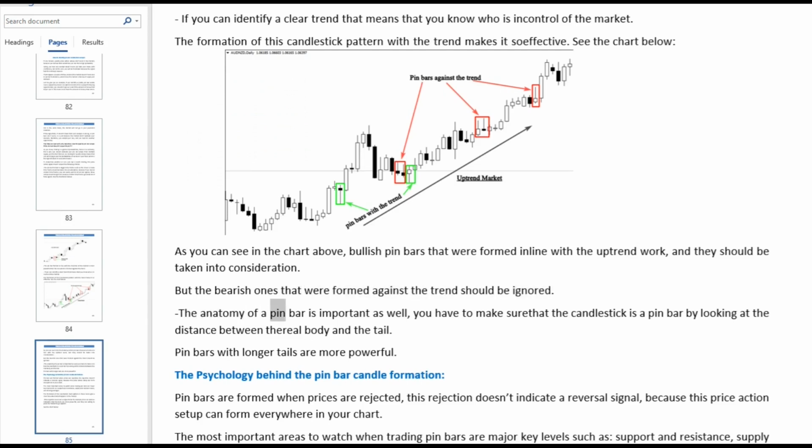The anatomy of a pin bar is important as well. You have to make sure that the candlestick is a pin bar by looking at the distance between the real body and the tail. Pin bars with longer tails are more powerful.